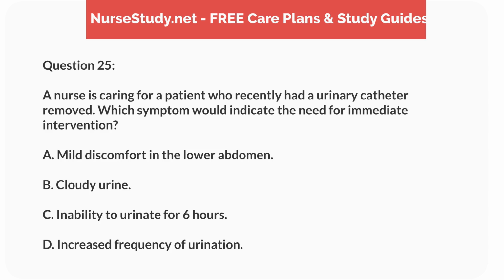Question 25. A nurse is caring for a patient who recently had a urinary catheter removed. Which symptom would indicate the need for immediate intervention? A. Mild discomfort in the lower abdomen. B. Cloudy urine. C. Inability to urinate for 6 hours. D. Increased frequency of urination.